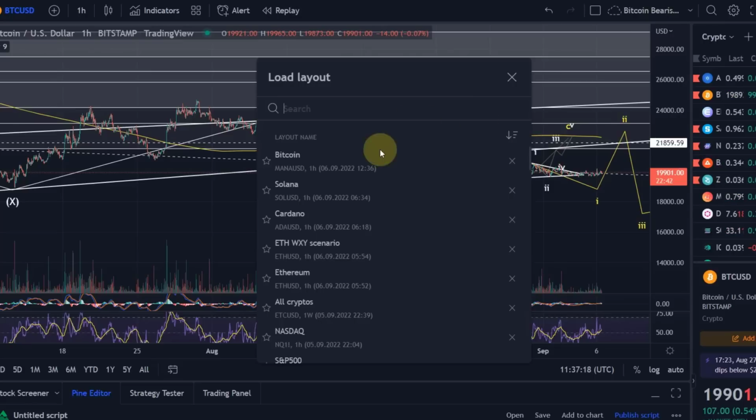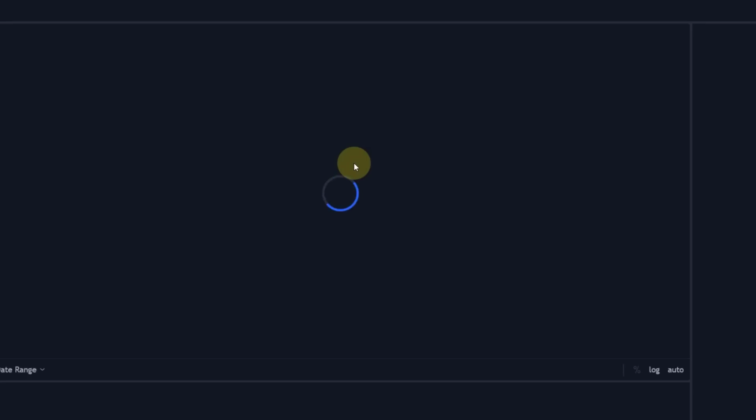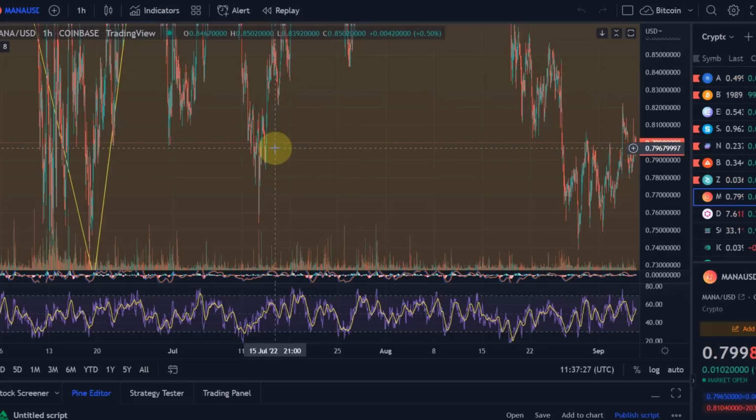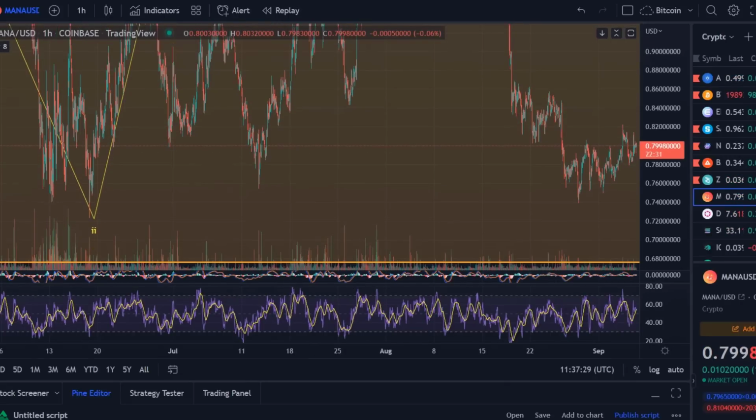And then I'm just wondering, why do I have the mana chart open here? Didn't want to do that.